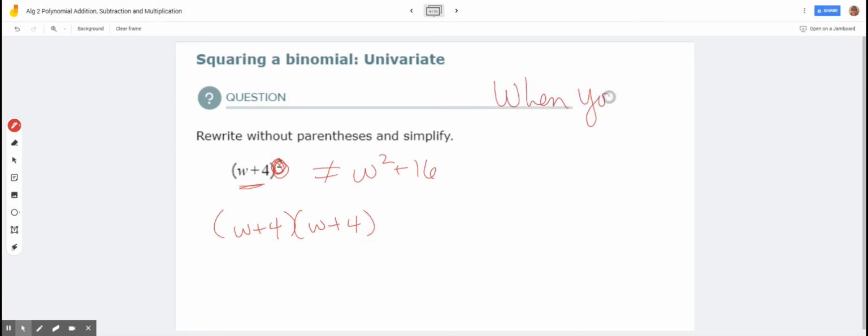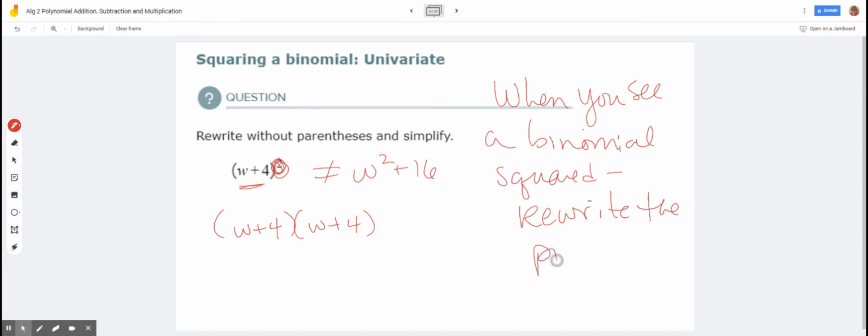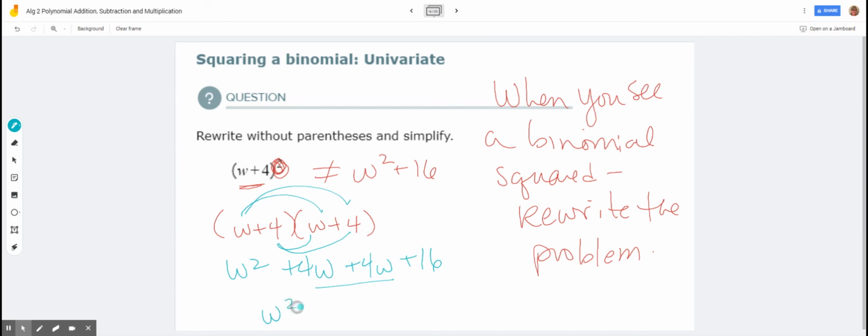When you see a binomial squared, rewrite the problem. Because then look, you're going to get the right answer. You're going to get w times w is w squared. W times 4 is 4w. 4 times w is 4w. And 4 times 4 is 16. Combine the two middle terms, and that's what we get. That's the correct answer.